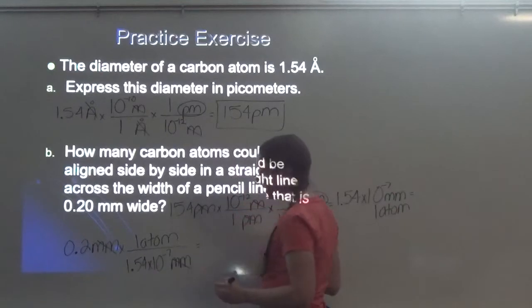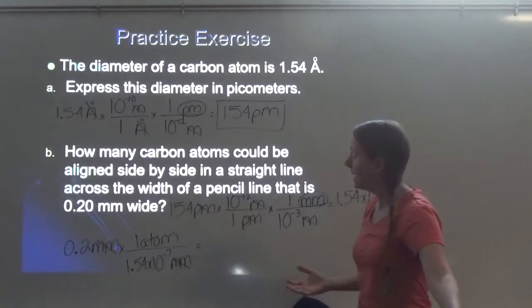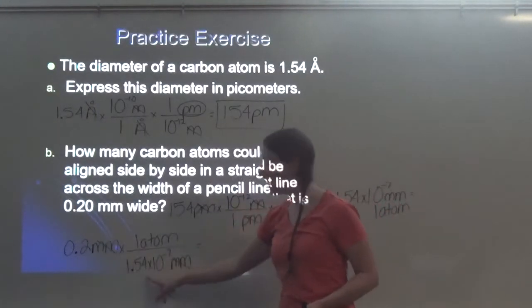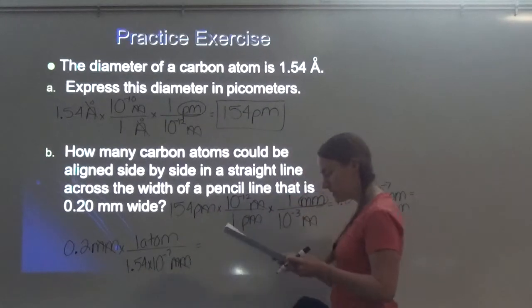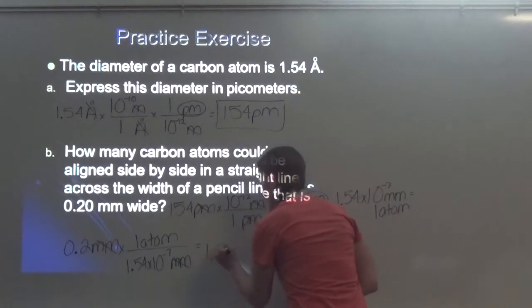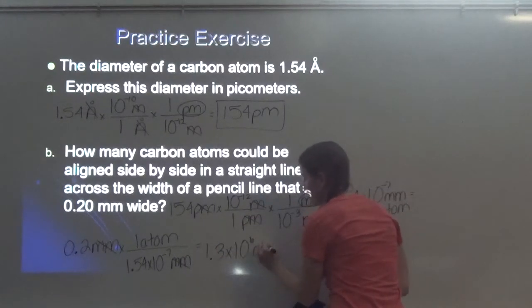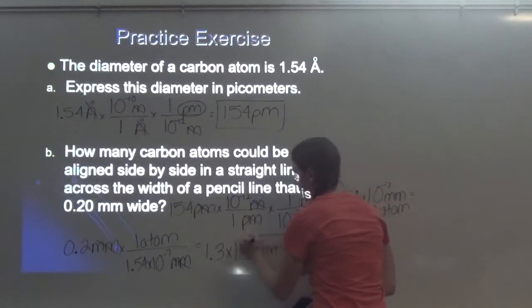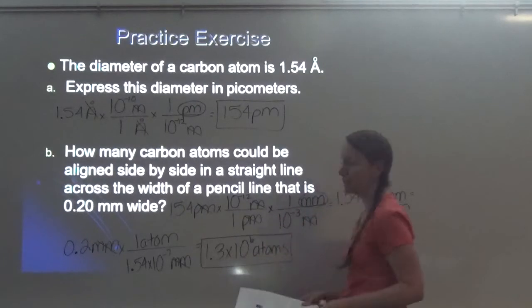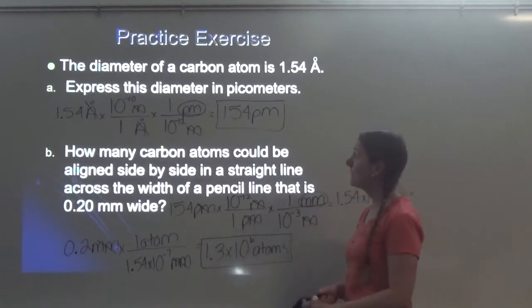So my millimeters cancel. I made it to atoms. And I'm going to take my 0.2 and divide it by this number on bottom. And so when I did that, I got 1.3 times 10 to the 6 atoms. All right. Just like that. So hopefully you got that one right.